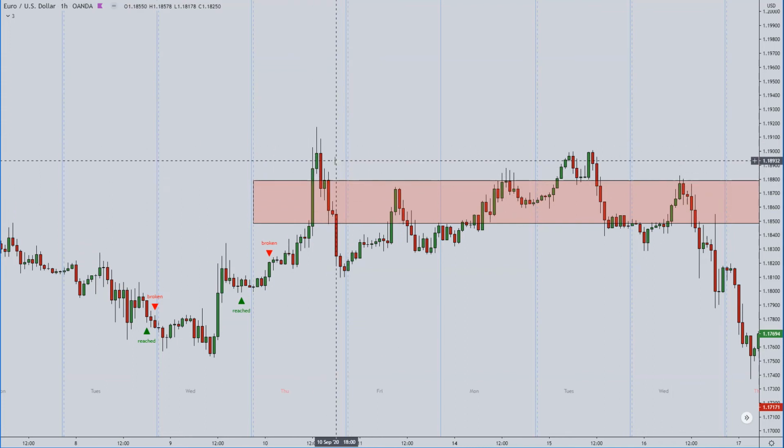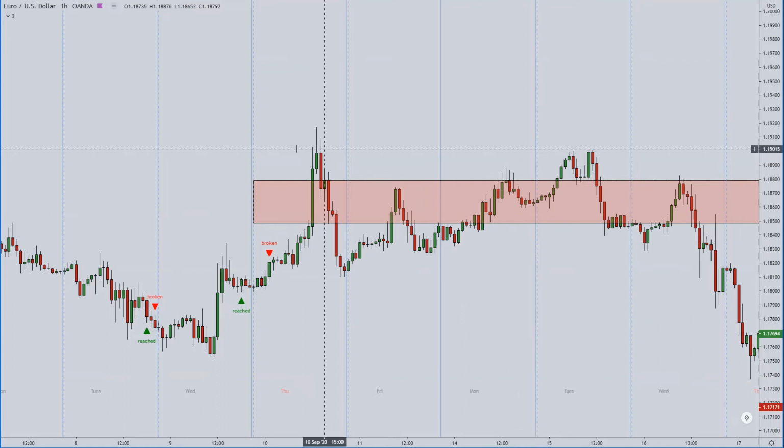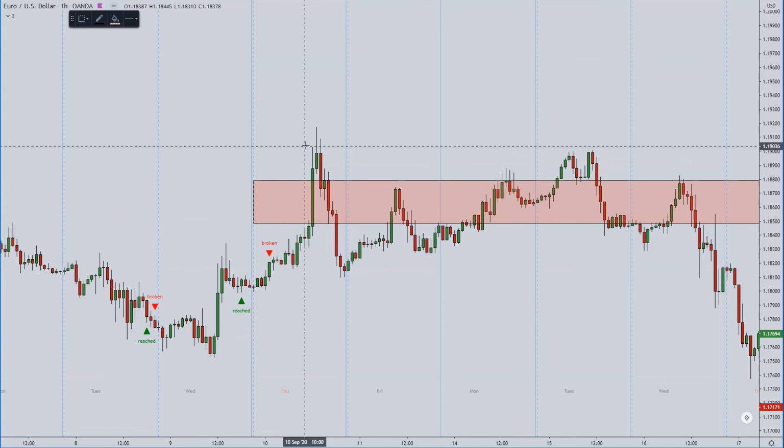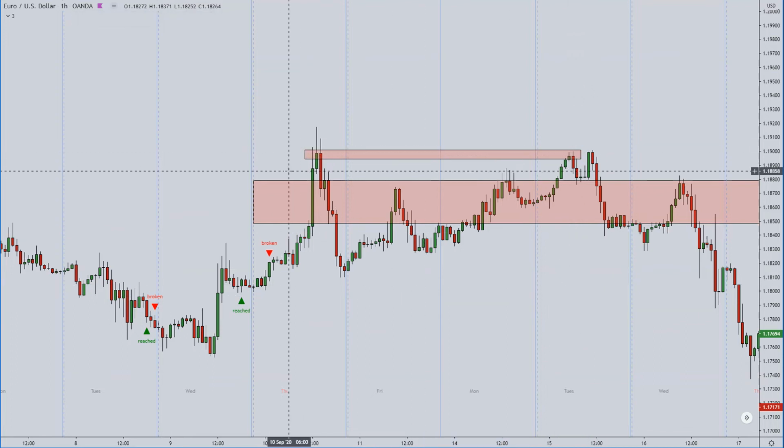So when we're here, there's not much we can do, right? Wait and wait and wait, right? Day 1, day 2, day 3, day 4. What happens at day 4? You see it? Regular double top. This level here. We get a regular double top, right?